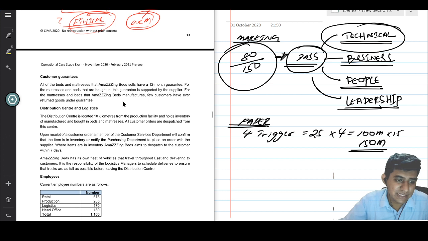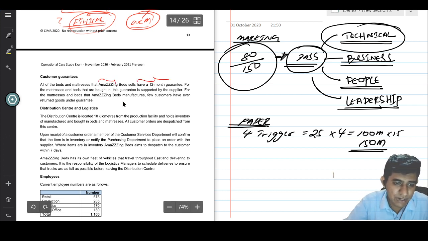They are specifically stating all beds and mattresses that Amazing Bed sells have a 12 month guarantee for the mattresses and the beds that are bought in. This guarantee is supported by the supplier. For the mattresses and the beds Amazing Bed manufactures, few customers have ever returned the goods under the guarantee.